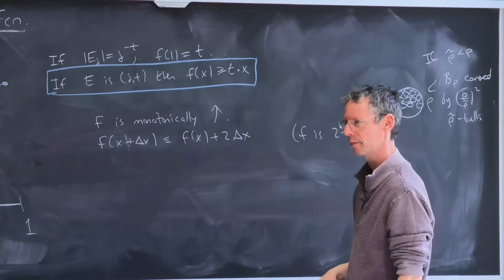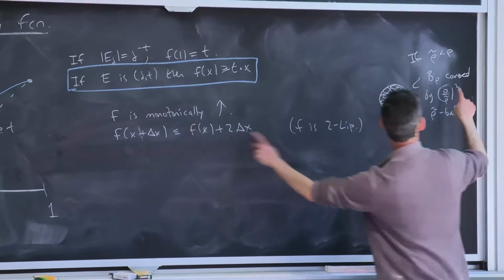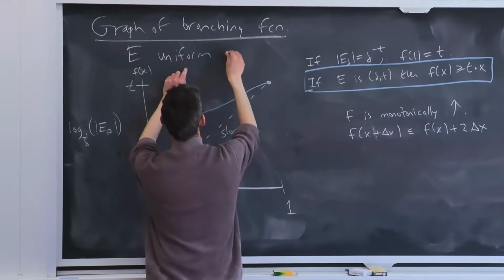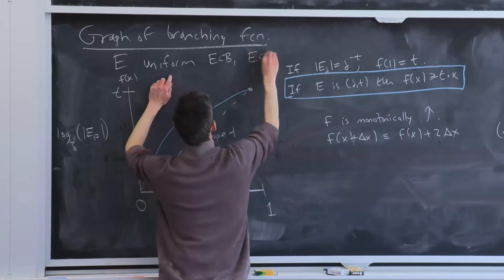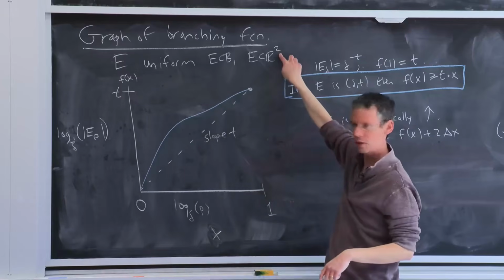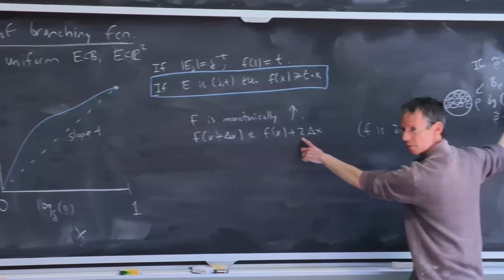Yeah? So the 2 comes from the dimension. This 2 is this 2, which comes from the dimension. Yeah, OK, that's right. So let me say E is uniform, E is contained in the unit ball, and E is in 2 dimensions. And if you change this 2 to a d dimension, the only thing in this discussion that would change is that these 2's would become d's. Yeah, thank you.